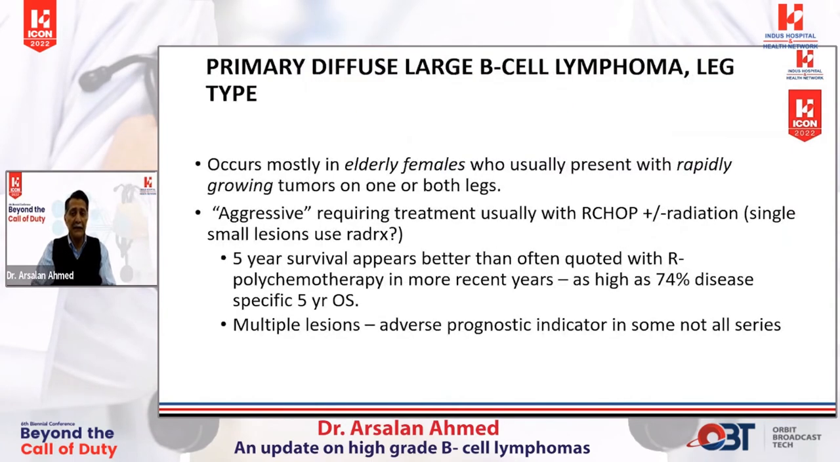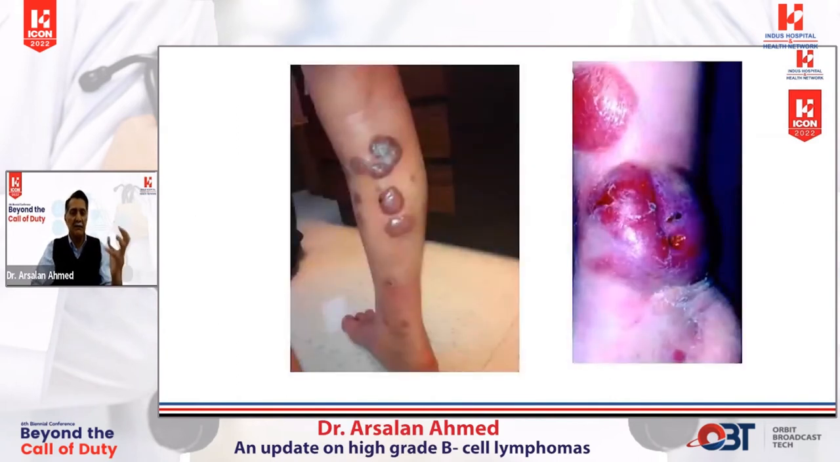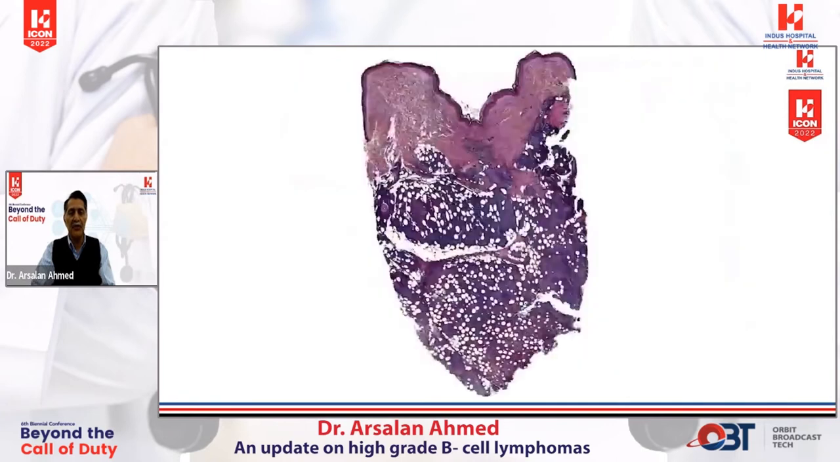Then there is primary diffuse large B-cell lymphoma, leg type, which occurs mostly in elderly females who usually present with rapidly growing tumors in one or both legs. These are very aggressive tumors requiring very aggressive treatment, and multiple lesions are an adverse prognostic indicator. So you see multiple bullous lesions on the leg, and the more lesions, the more adverse the prognosis. Again, the epidermis is uninvolved.